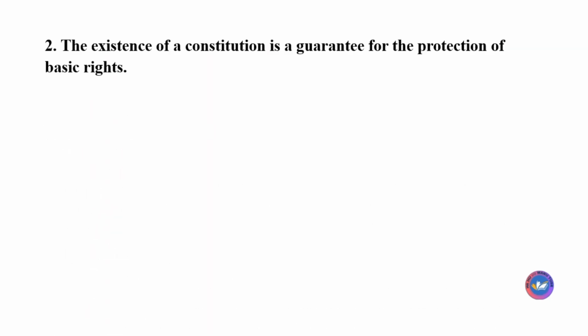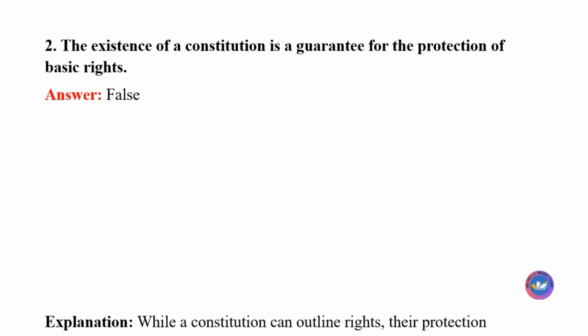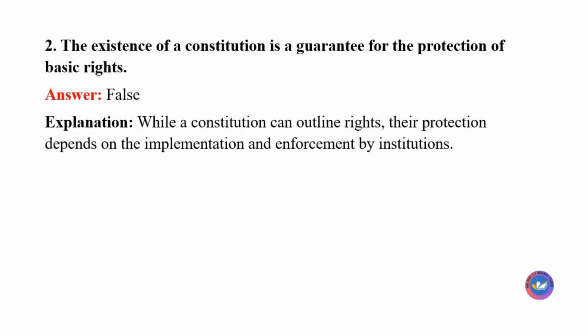Question number 2. The existence of a constitution is a guarantee for the protection of basic rights. The answer is false. While a constitution can outline rights, their protection depends on the implementation and enforcement by institutions.